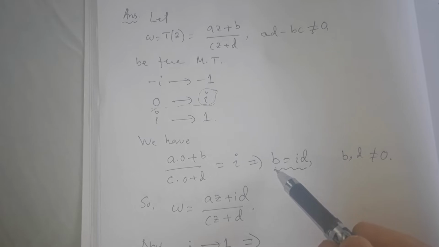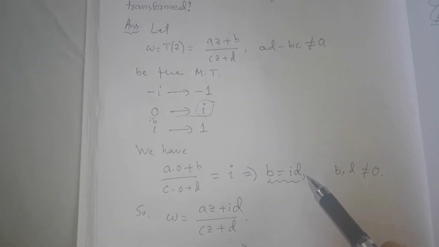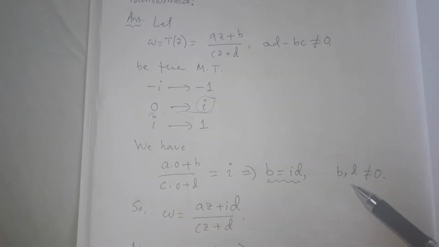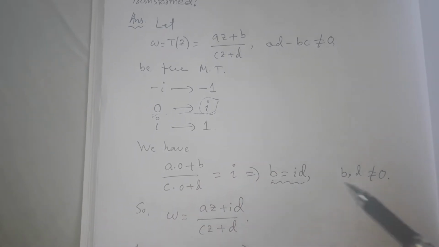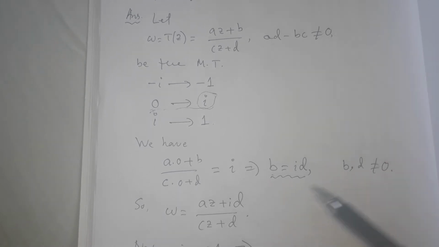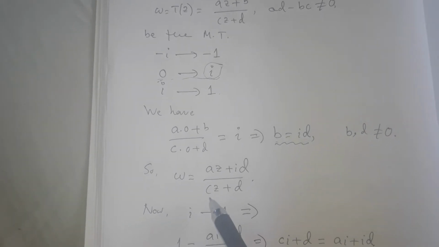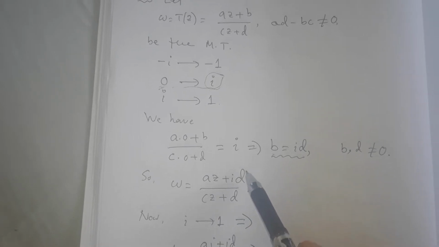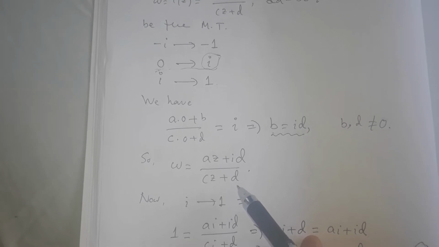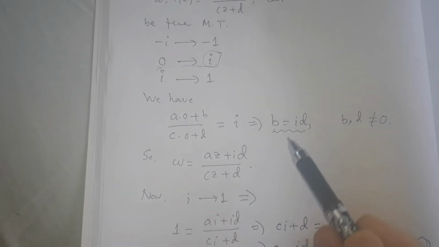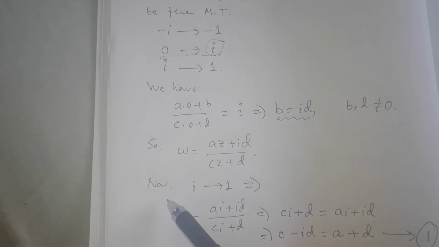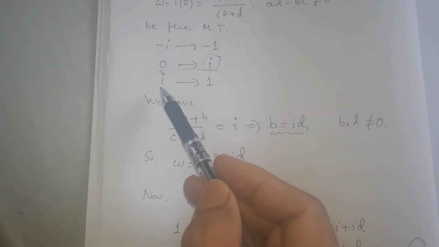So from here you see that b equal to id, and because ad minus bc is not 0, this condition should hold, so I must have that these two are not 0. In this case these two are not 0. So w equals (az plus id) over (cz plus d). We want to find what a, b, c, d are. We have already related d and b.